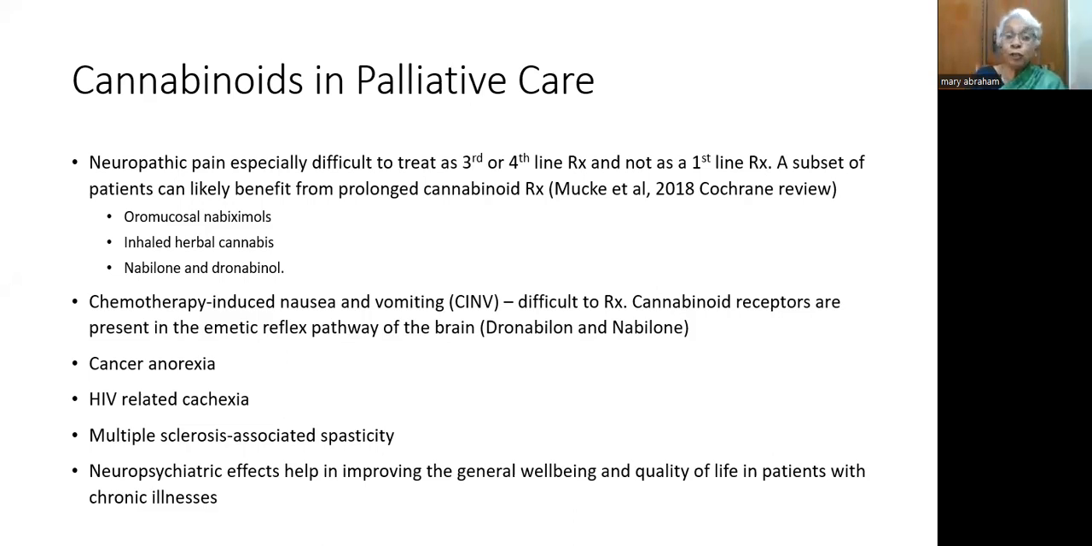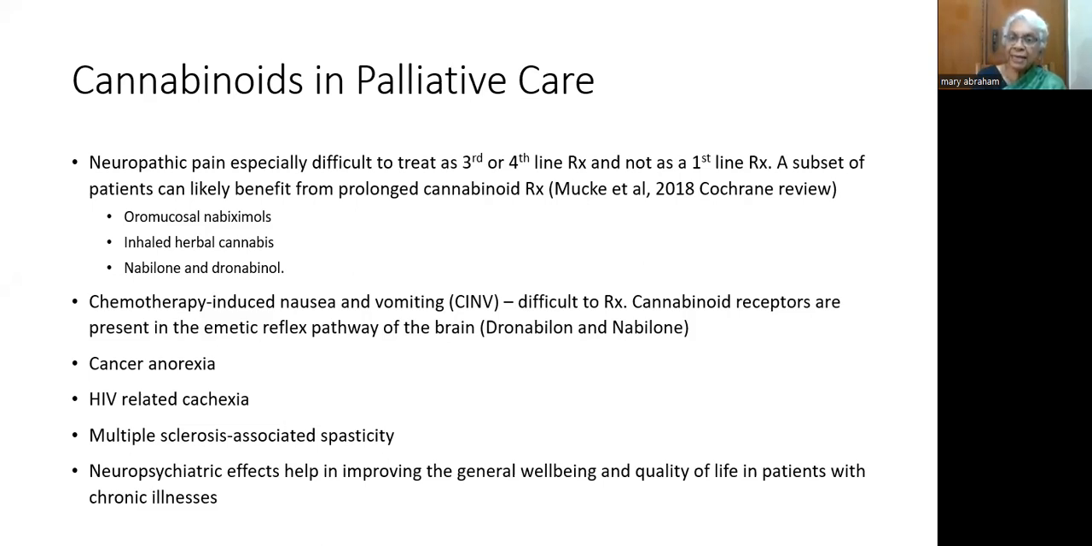Okay, then it can also be used to treat chemotherapy-induced nausea and vomiting. This is difficult to treat sometimes. Cannabinoid receptors are present in the emetic reflex pathway in the brain. And the drugs used are, again, dronabinol and nabilone.